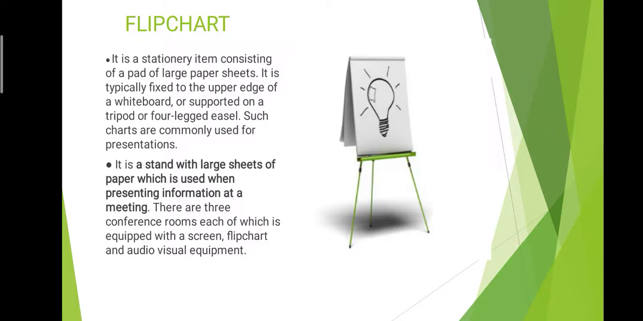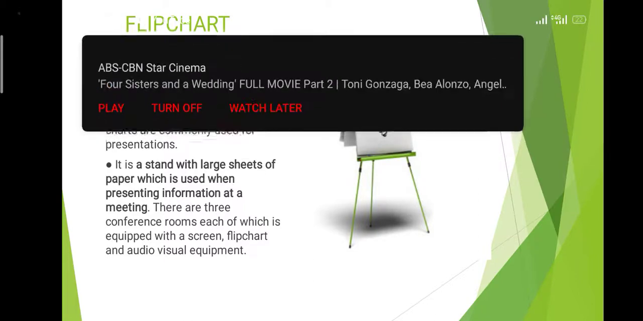Also, it is a stand with large sheets of paper which is used when presenting information at a meeting. There are 3 conference rooms, each of which is equipped with a screen, flip chart, and audio-visual equipment. So that's an example of a flip chart as what you've seen on the slide.